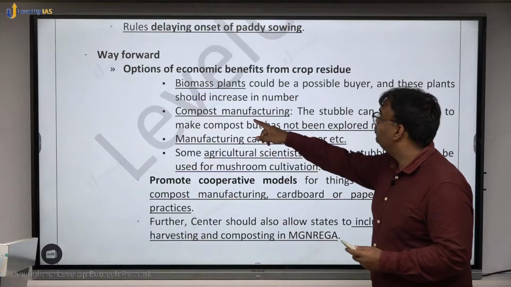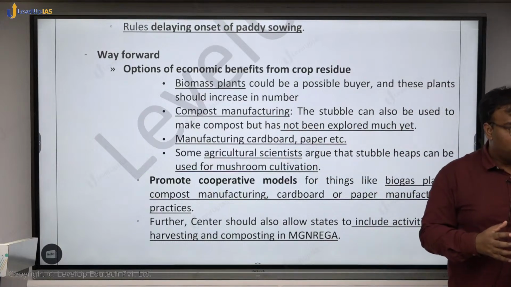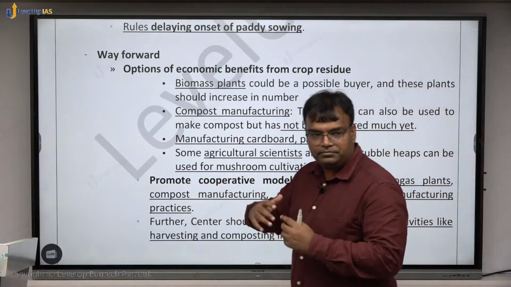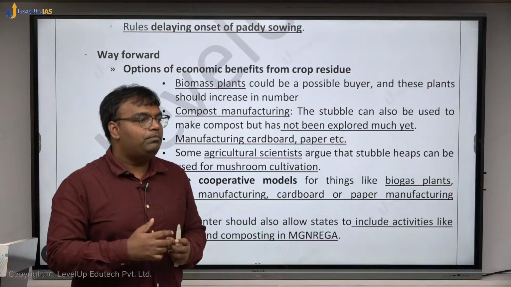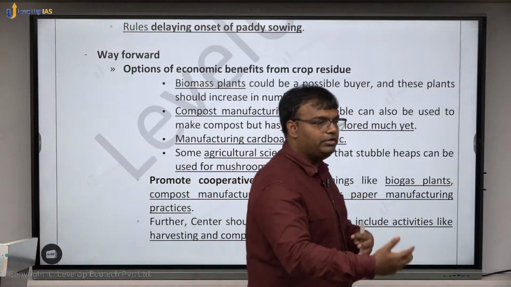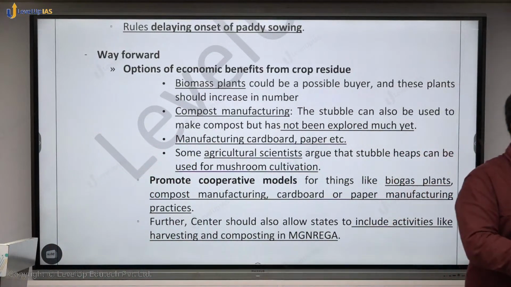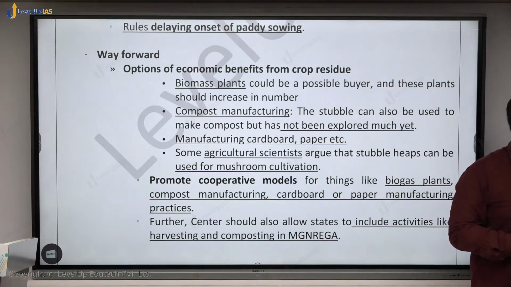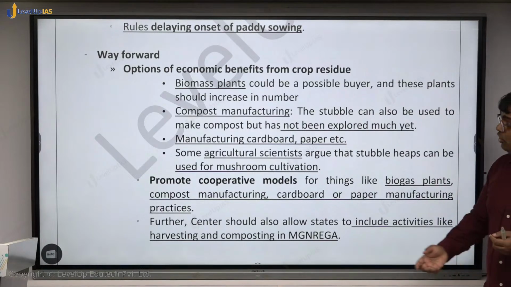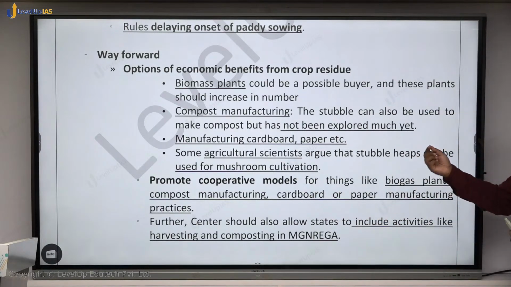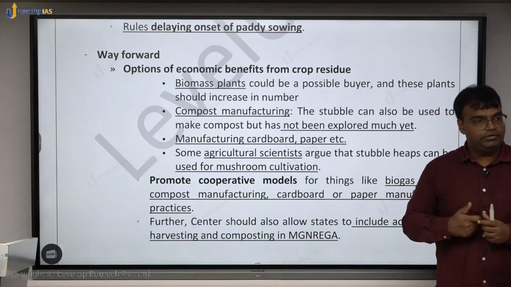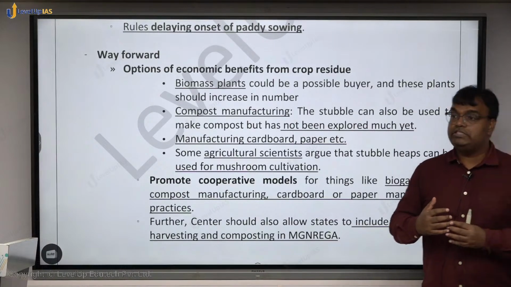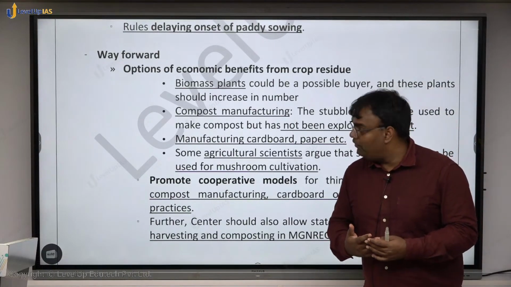Or compost manufacturing industries could be set up. This straw cannot become compost within 15-20 days, but in compost manufacturing plants in the longer term, they can convert it into compost and can pay some money to farmers. Manufacturing of cardboard and paper, as was done under the Clean Air Initiative, those kinds of industries could be explored. And some agriculture scientists also argue that stubble heaps can be used for mushroom cultivation, which can earn a lot of money for farmers. So these things which increase the profitability of farmers have to be kept in mind.